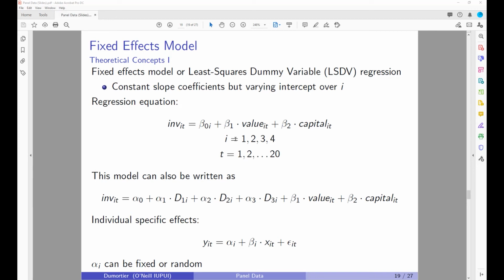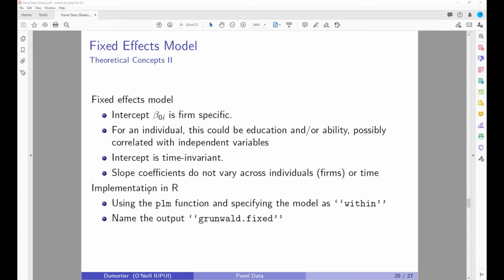Note that this fixed effects model can also be written by including various dummy variables in the model. What those dummy variables do based on the firm is to shift the intercept. So basically, we are going to estimate a model where we have 4 different intercepts, but constant slope coefficients. Okay? So the intercept in a fixed effects model is going to be firm specific.